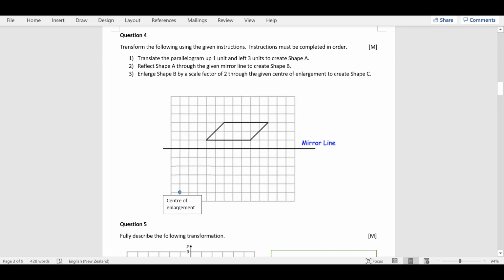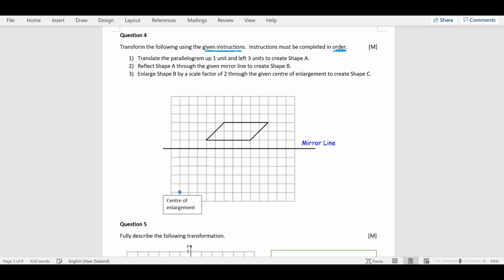We're now on question 4. So transform the following by the given instructions, and the instructions must be completed in order. So what that meant was you've got to do 1 first, then 2, and then 3. Okay, so let's start off with part 1 of this. Translate the parallelogram up 1 unit and left 3 units.